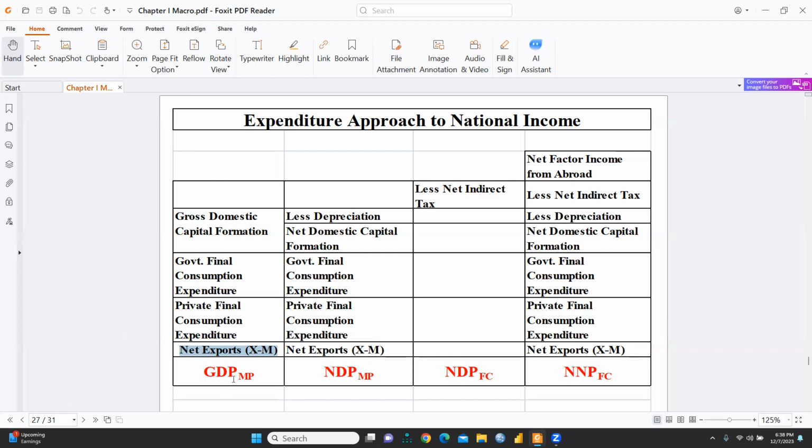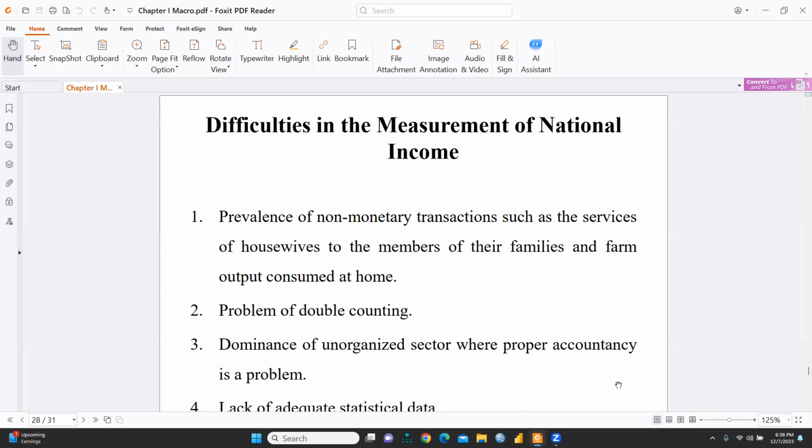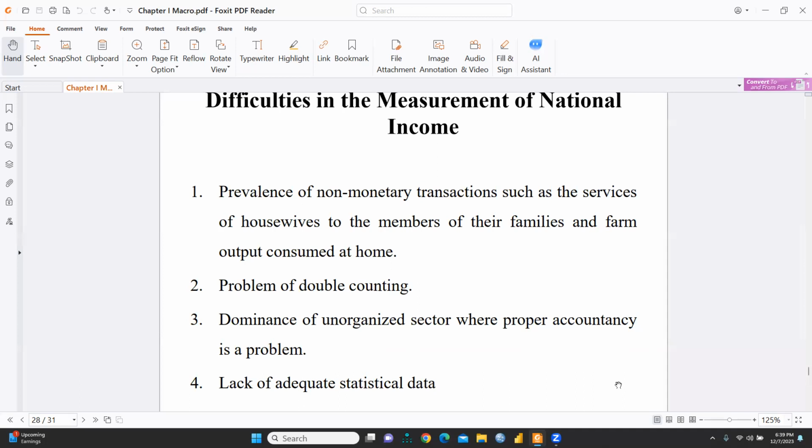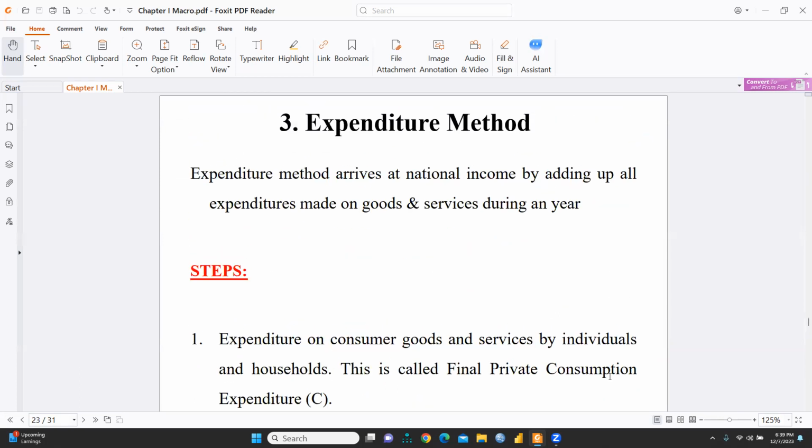So I hope, in the questions, we will do some numericals also based on all these three methods. So easily now you can calculate GDP MP, NDP MP, NDP FC and NNP FC. I hope this video is helpful to you. In the next lecture, we will discuss some numerical statements. I hope this video is clear to you and the expenditure method is helpful. Thank you. Stay tuned and keep watching.